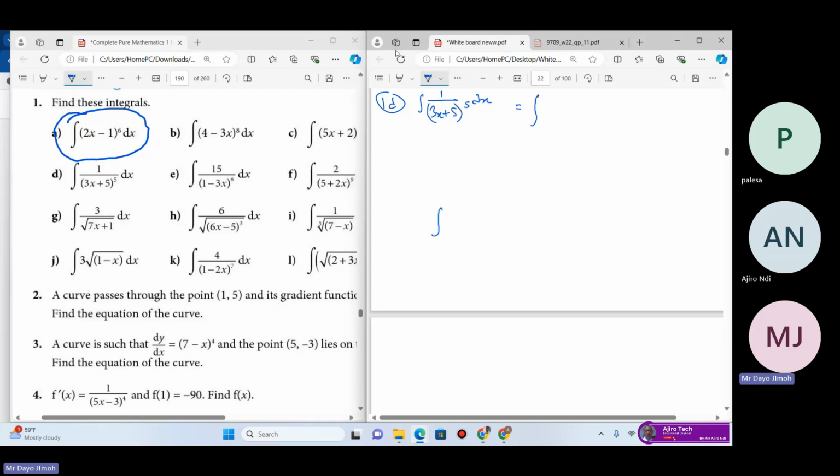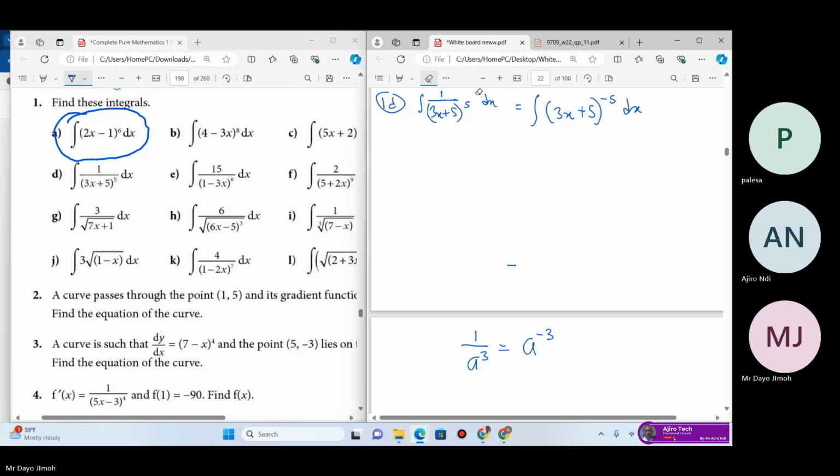If you have 1 over A, it becomes A to the power negative 1, raised to the power minus 1, right? 1 over A raised to the power 3 becomes A raised to the power minus what? 3. So do that to these brackets. It's going to be (3x plus 5) to the power minus 1, (3x plus 5) to the power minus 5 dx. So integrate now.